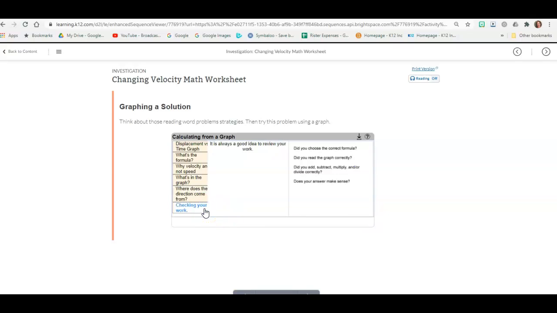When you check your work, it's always good to go back. Did we use the correct formula? Did we read the graph correctly? Did we add or subtract? Is our math correct? And does our answer make sense?